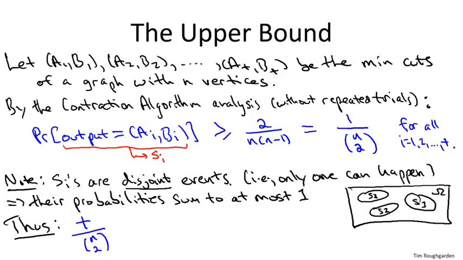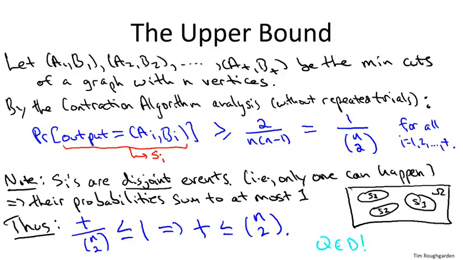Rearranging, what do we find? t, the number of different min cuts, is bounded above by n choose 2. Exactly the lower bound provided by the n-cycle. The n-cycle has n choose 2 distinct minimum cuts. No other graph has more. Every graph has only a polynomial number, indeed at most a quadratic number of minimum cuts.